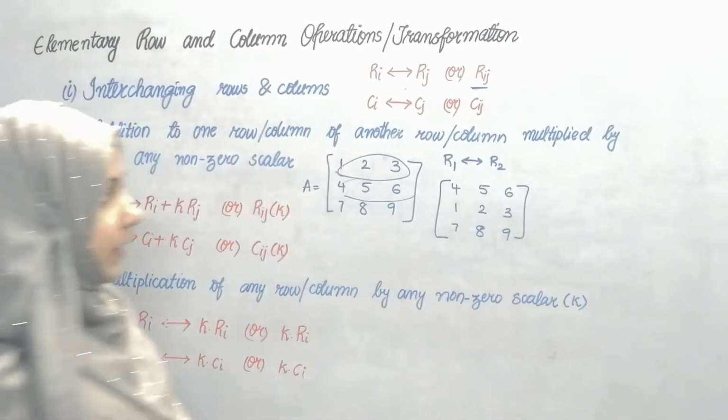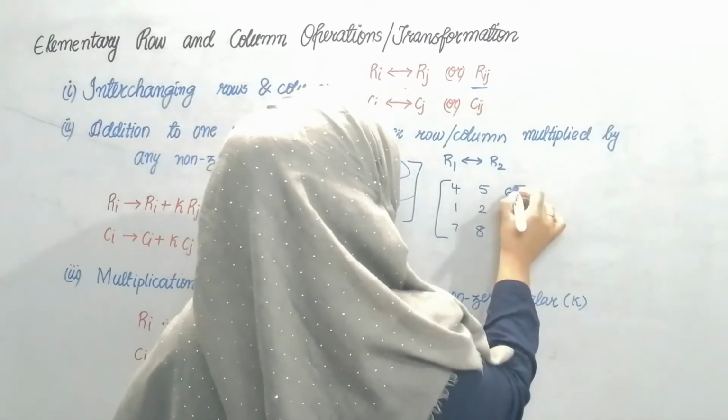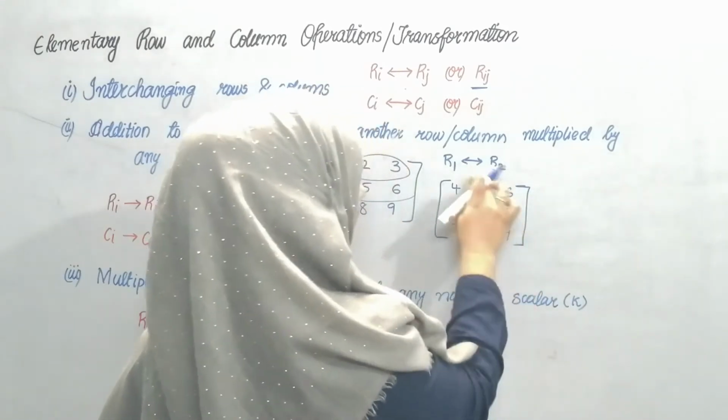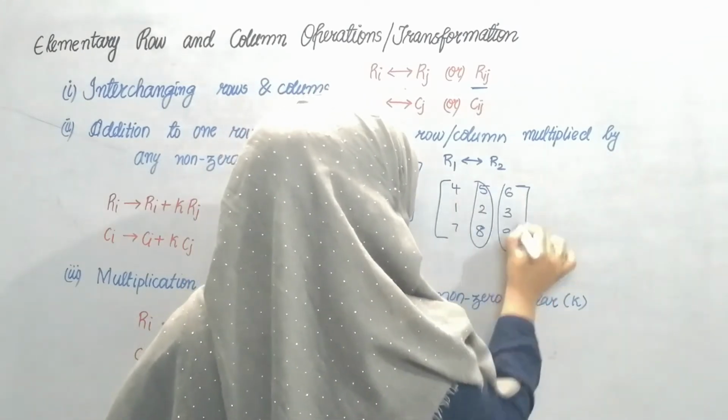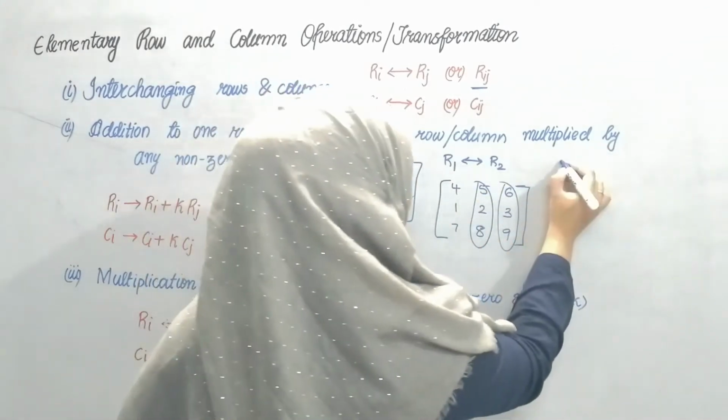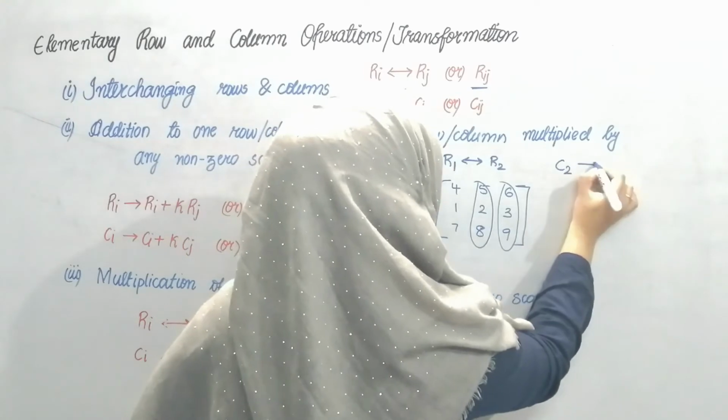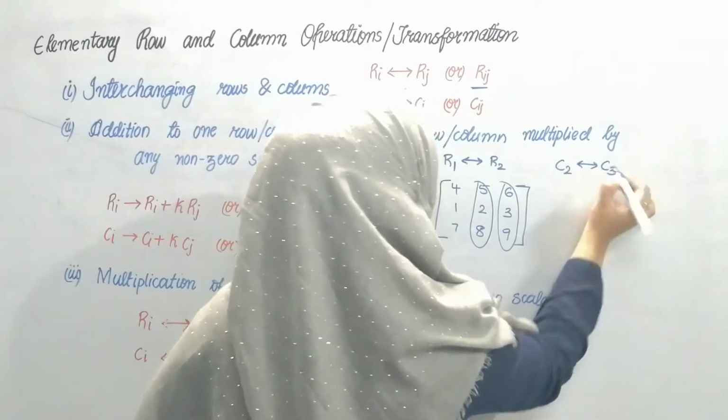Done. Okay, now if you're saying that I also want to change the column. Suppose you want to change the second column and you want to change the third column. So now you're going to write what? C2 is being interchanged with C3.